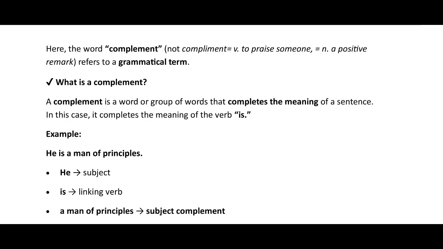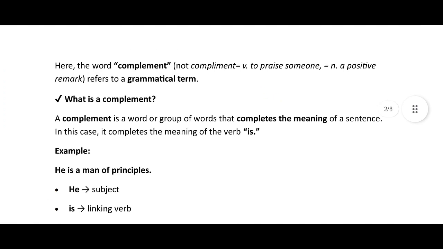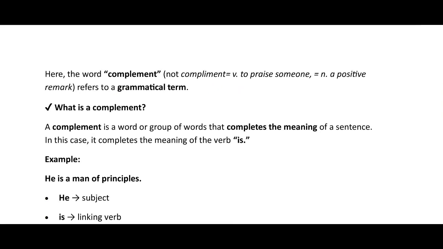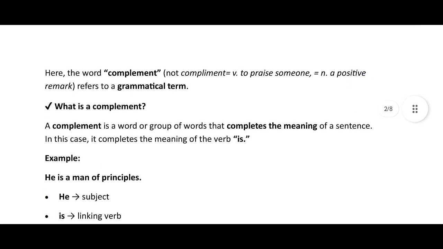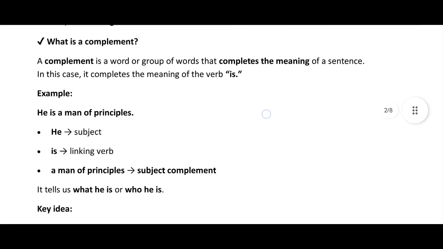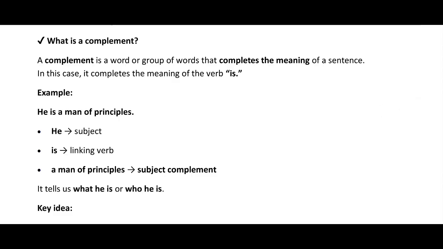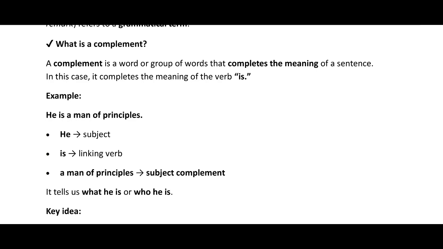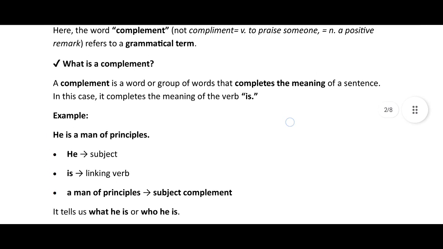compliment and complement, which sound the same. Both sound the same, but they are different in spelling: E and I. If you see in the bracket, compliment means to praise someone as a verb, and it is a positive remark when we use it as a noun. Now let us see what a complement is. A complement is a word or group of words that completes the meaning of a sentence. In this case, it completes the meaning of the verb is.